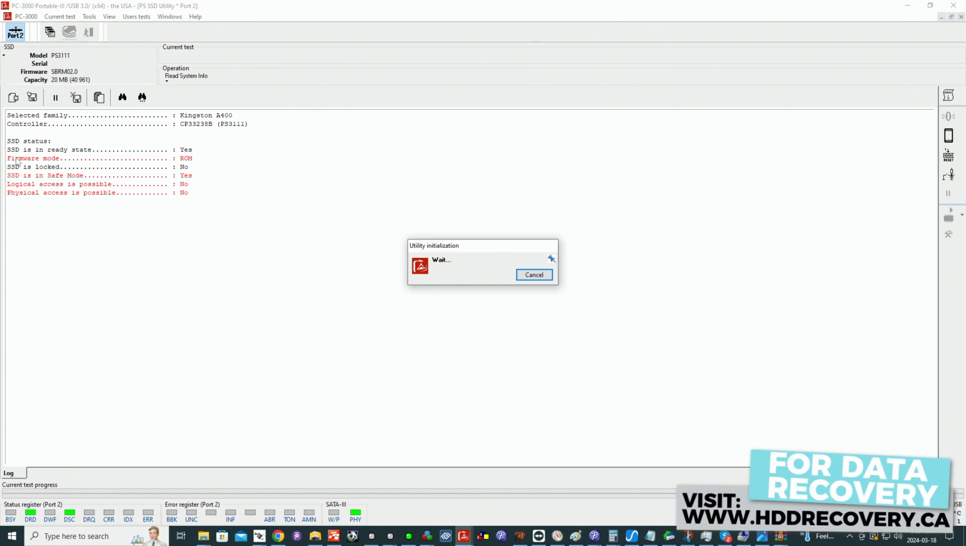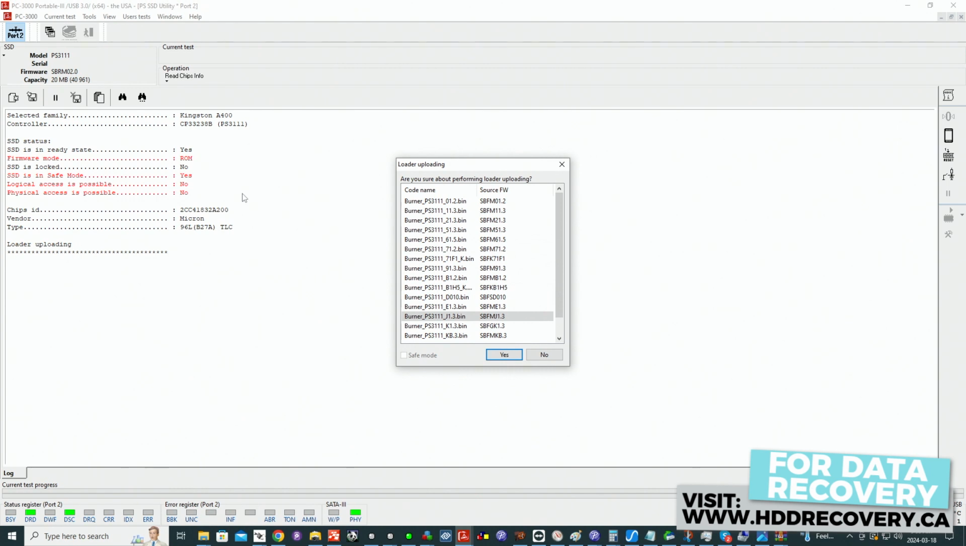Here it says firmware mode ROM, SSD is locked, no. SSD is in a safe mode, yes. I don't know exactly what is causing that. I have no idea, and from the circuit, I can't really say what it could be. Based on what I'm seeing, everything seems to be fine.